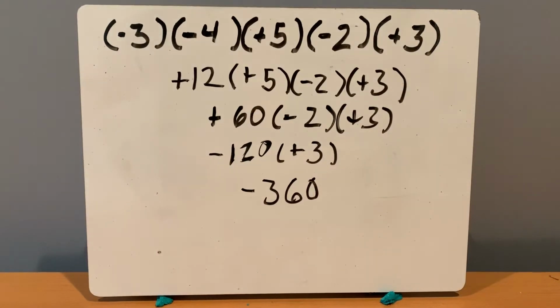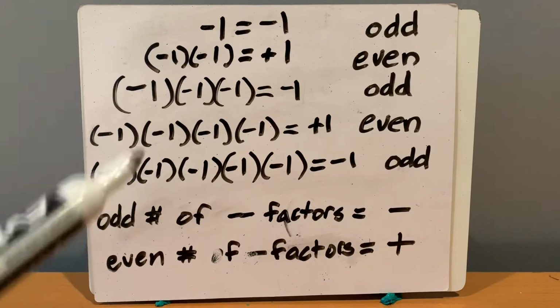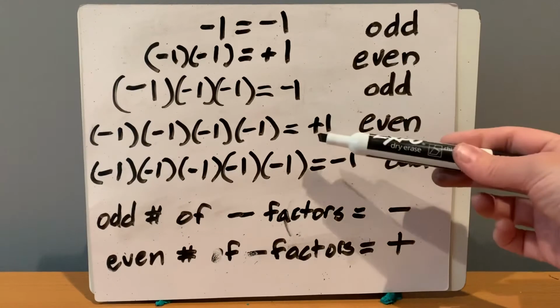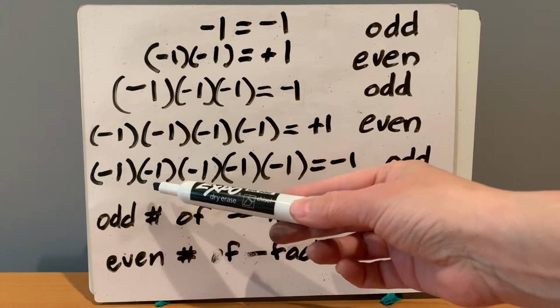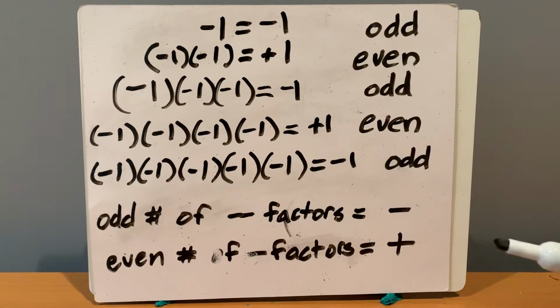Now there is another way to keep track of the signs when multiplying signed numbers, and that's to count the number of negative factors. I have a pattern set up here for you, and if you'll notice, -1 equals -1. -1 times -1 equals +1. -1 times -1 times -1 equals -1. -1 times -1 times -1 times -1 equals +1. And then we have -1 times -1 times -1 times -1 times -1 equals -1. And you'll notice there's a pattern.